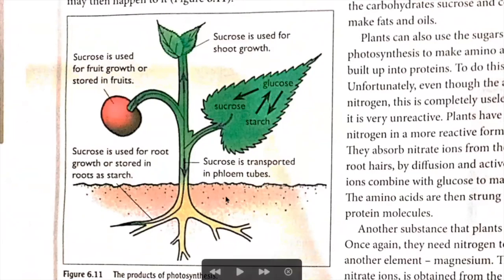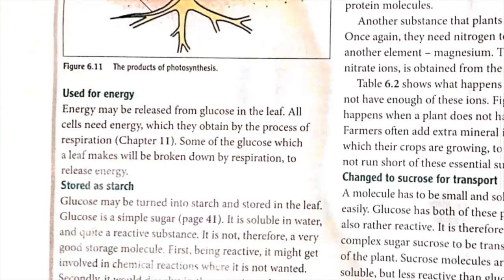Okay, for example, in the root. Okay, root should have energy. Why? Because the function of the root is to absorb the water. In order to absorb the water, the root should have energy. So energy gained from glucose. Because when the root has glucose, it can do respiration. Okay, but you have to know that in order to transport glucose to all parts of the plant, it is not that easy. Why? This is the reason. Okay, you see here.